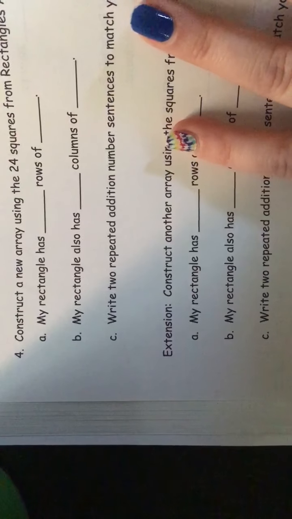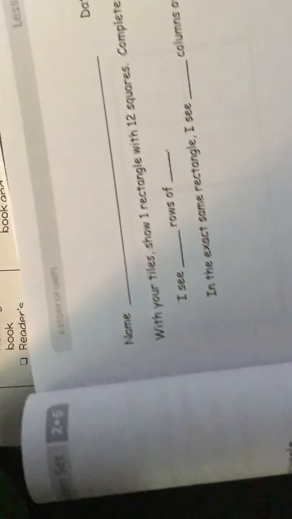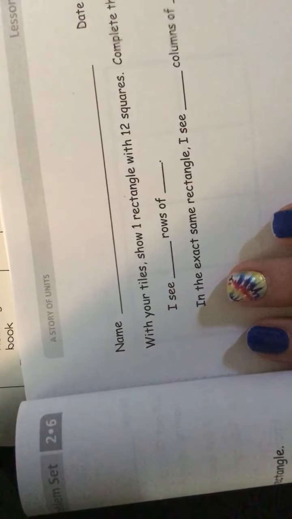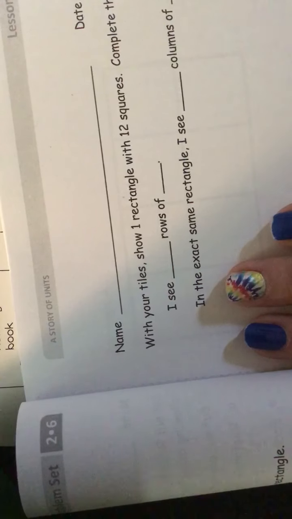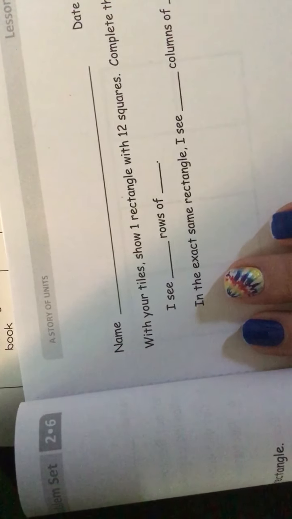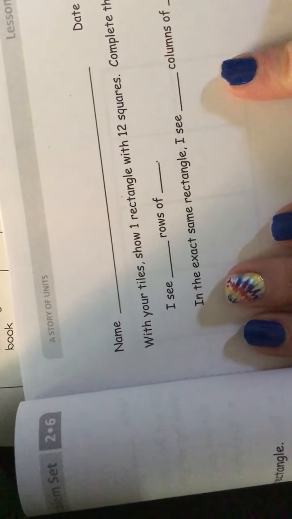There's no application problem for this lesson. There's just a problem set that I just went over parts 1 and 2 with you. So that should help. And then the last thing is your exit ticket. You're going to use your tiles that I gave you, and you're going to complete this.